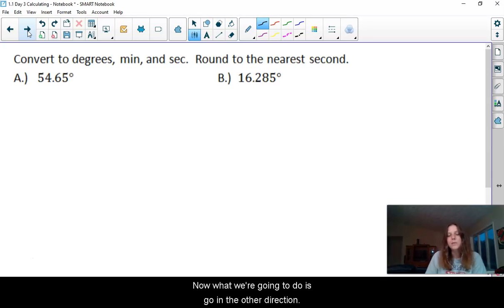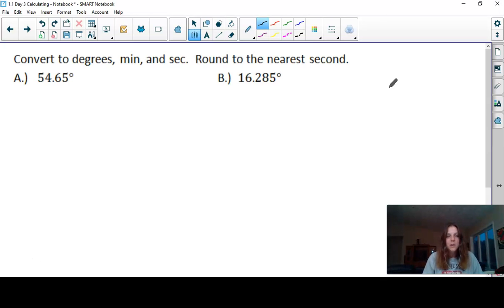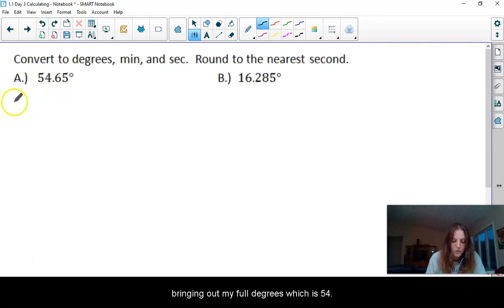Now what we're going to do is go in the other direction. So now we're going to start with these decimals, and we're going to change them back to exact or pretty close to exact values. We may have to round. Okay, and it says round to the nearest second, so there may be some rounding necessary. Start out the same way. So I'm going to start out by bringing out my full degrees, which is 54.